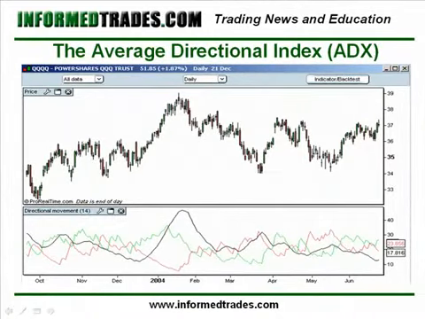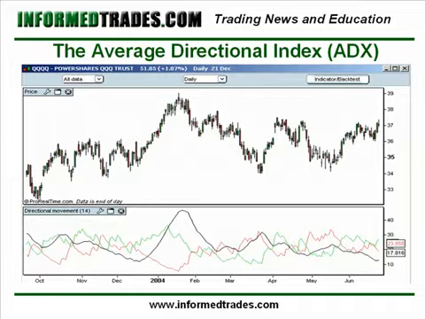Okay, so here's what the ADX indicator looks like when it's plotted on a chart, and as you can see it's made up of three lines. I'm not going to go into the exact formulas for each line. If you're interested in that, I've posted a link in the description section if you're watching this video on YouTube or one of the other video sites, or just below the video if you're watching it on InformedTrades.com, with a much more in-depth explanation of all the formulas behind the indicator.